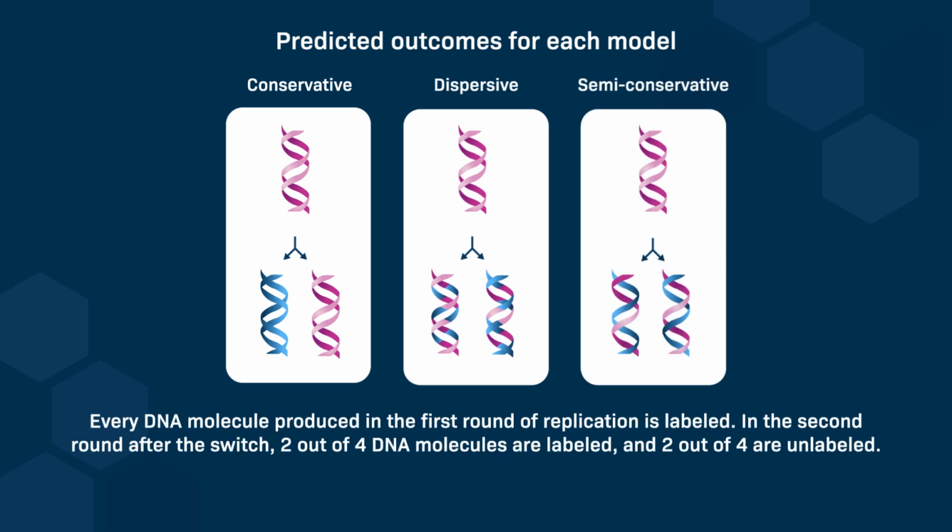In the semiconservative model, every DNA molecule produced in the first round of replication after the medium switch is labeled. In the second round after the switch, 2 out of 4 DNA molecules are labeled and 2 out of 4 are unlabeled. Because the replication experiments involve cell division, let's pause and refresh our understanding of this process.